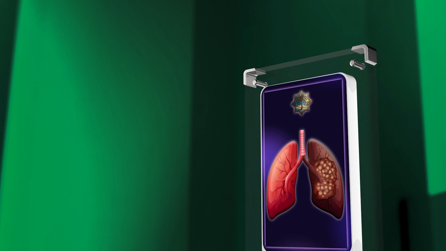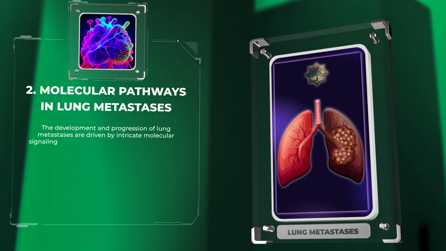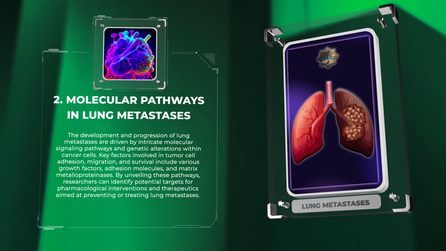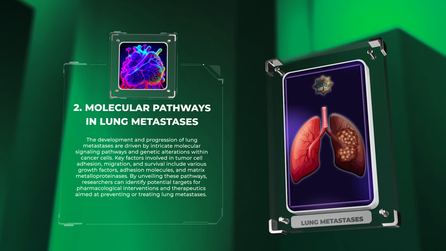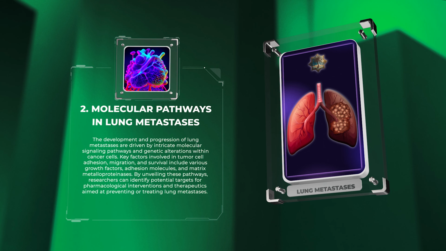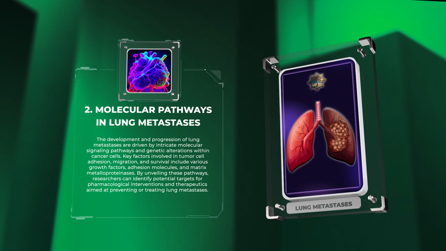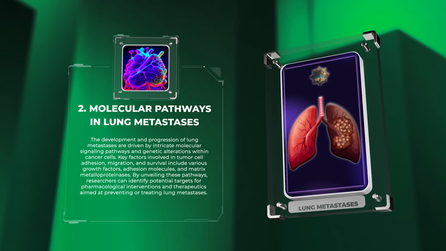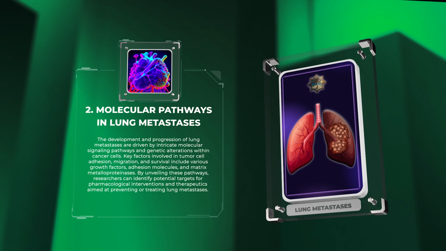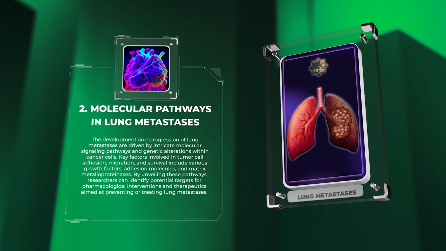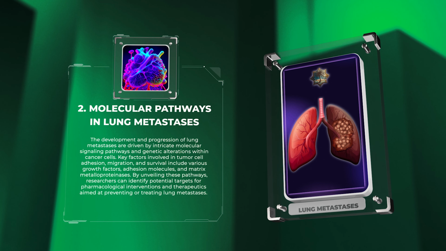The development and progression of lung metastases are driven by intricate molecular signaling pathways and genetic alterations within cancer cells. Key factors involved in tumor cell adhesion, migration, and survival include various growth factors, adhesion molecules, and matrix metalloproteinases. By unveiling these pathways, researchers can identify potential targets for pharmacological interventions and therapeutics aimed at preventing or treating lung metastases.